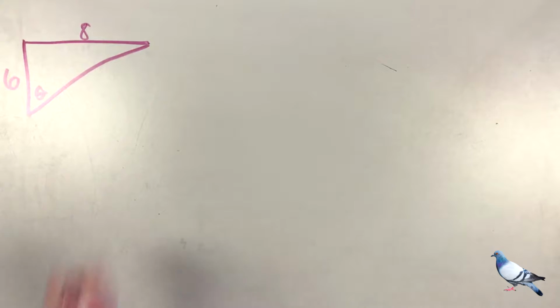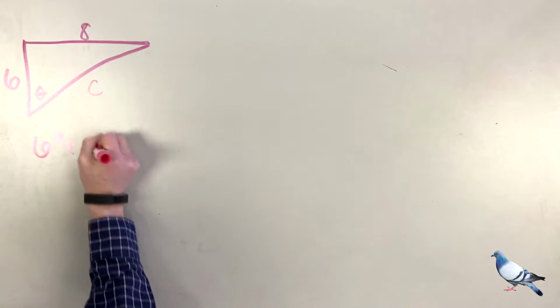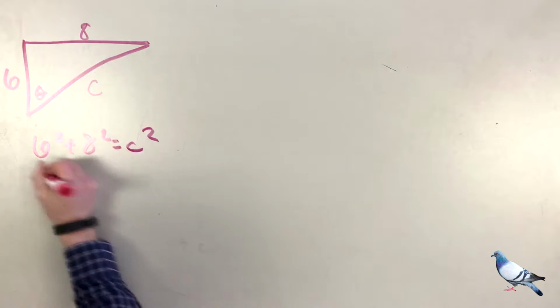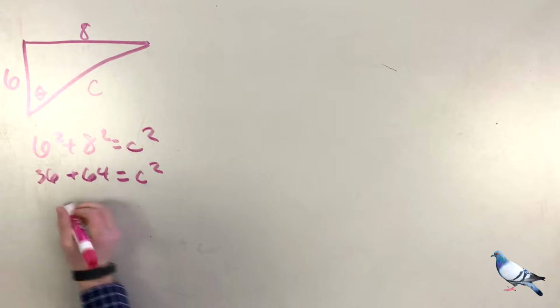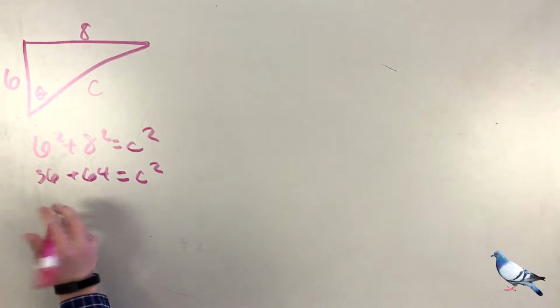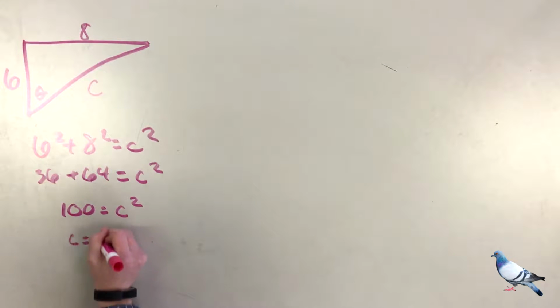Alright, so first step is you're going to find c on your triangle. So you're going to do 6 squared plus 8 squared equals c squared. This is 36 plus 64 is equal to c squared. When you add these together, it's 100 equals c squared. Take the square root. c is equal to 10.